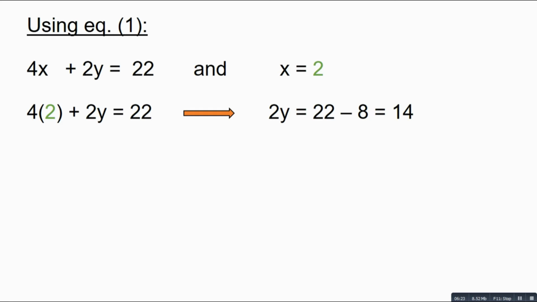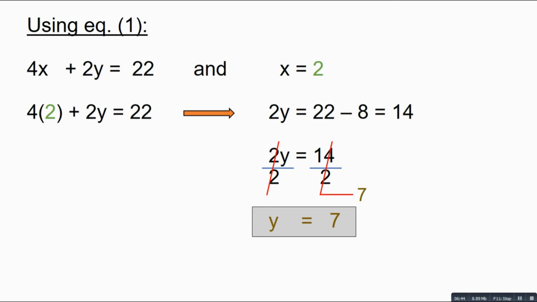Can you solve for y? That's easy now, because what you do is divide by 2. If you divide the left-hand side and the right-hand side by 2, 2 divided by 2 times y is equal to 1y, and 14 divided by 2 is equal to 7. So what is y? y is now equal to 7. So if you solve those two equations with the method of addition, you will end up with the value of x and the value of y. So x and y are equal to 2 and 7.